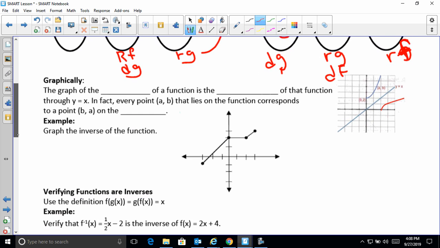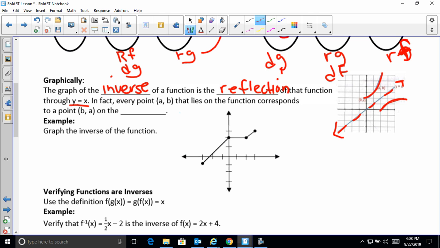Graphically, the graph of the inverse of a function is the reflection of that function through y equals x. So different, not the y-axis or the x-axis or the origin. It's through the line y equals x, which you can see. There's a graph right here, and you can see this example where we have the function here, and then its inverse is a reflection of that.